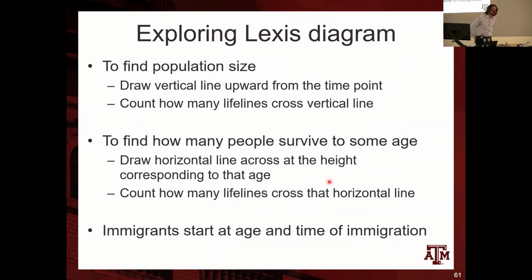And I also said that in that example we are not considering migration. We're just talking about people entering through birth and leaving through death. But we can also consider immigration. Immigrants to a specific country, to a specific area, have their lifeline start at the age and time of immigration. And immigrants leave at the time that they leave that specific area.